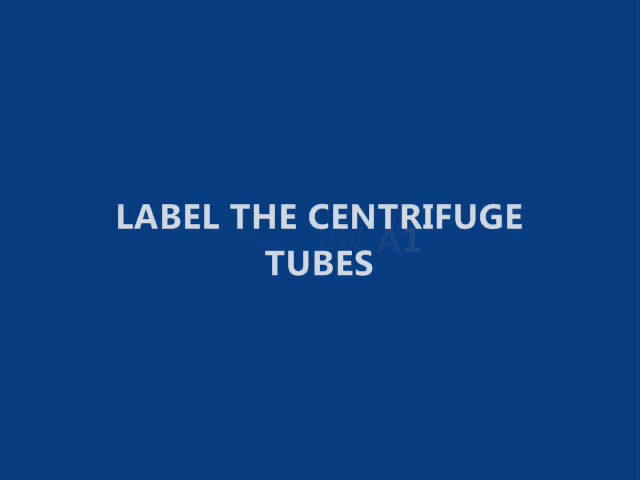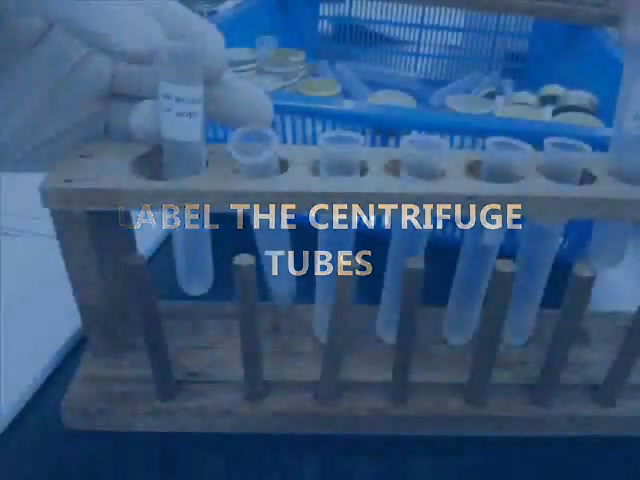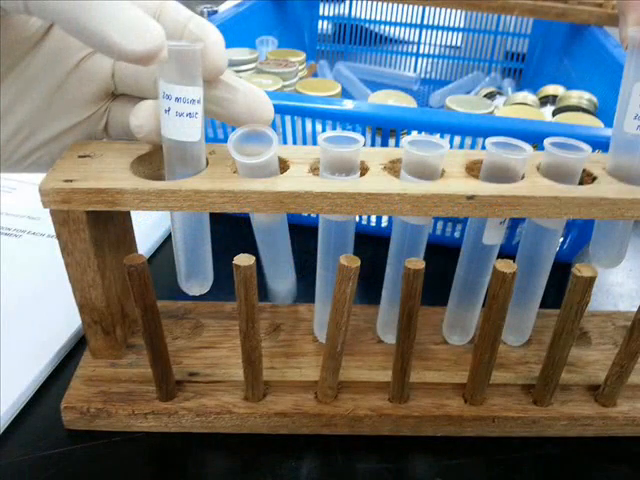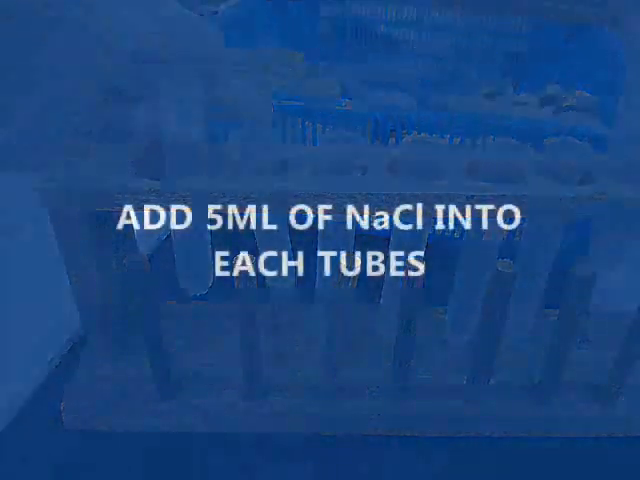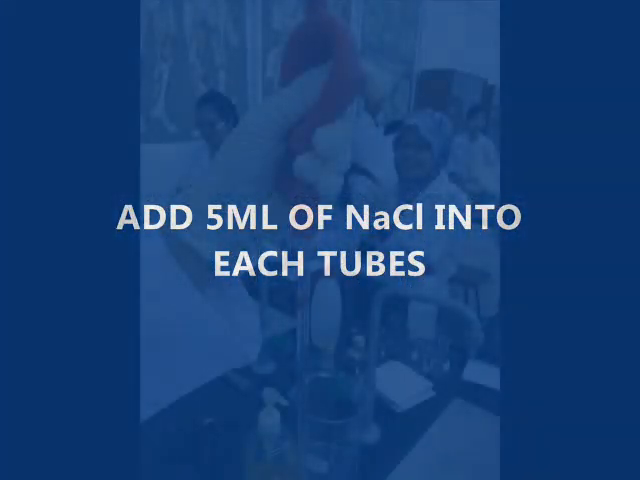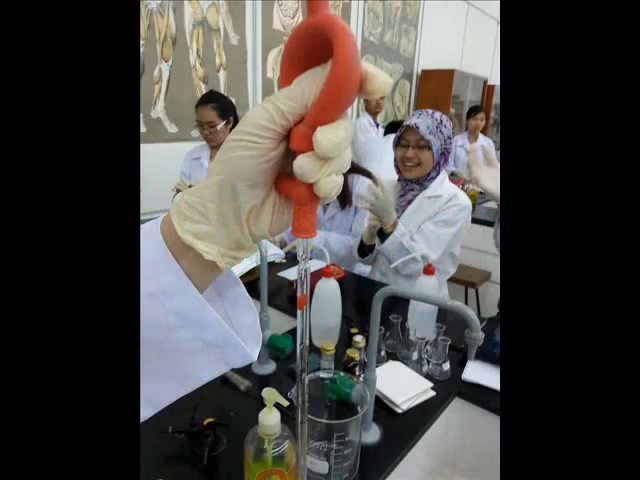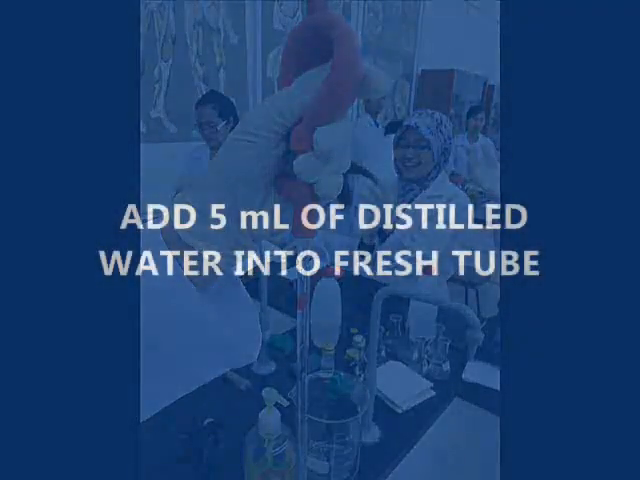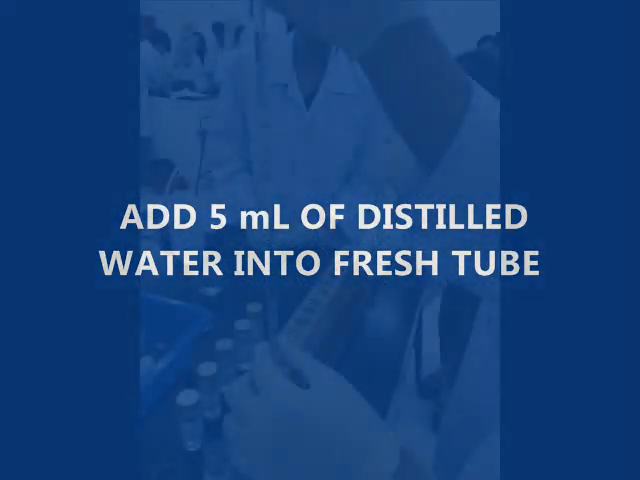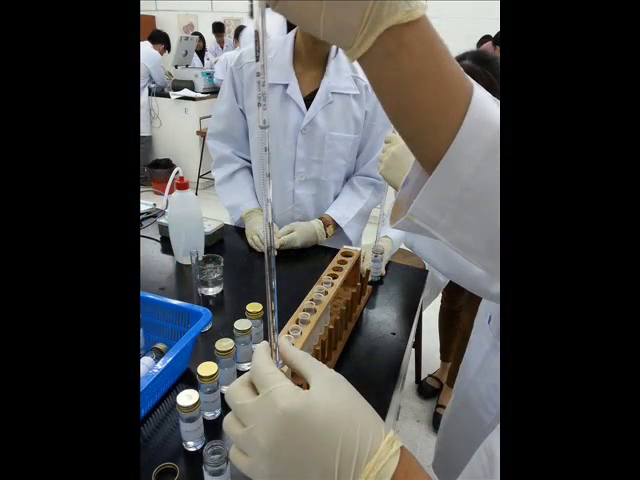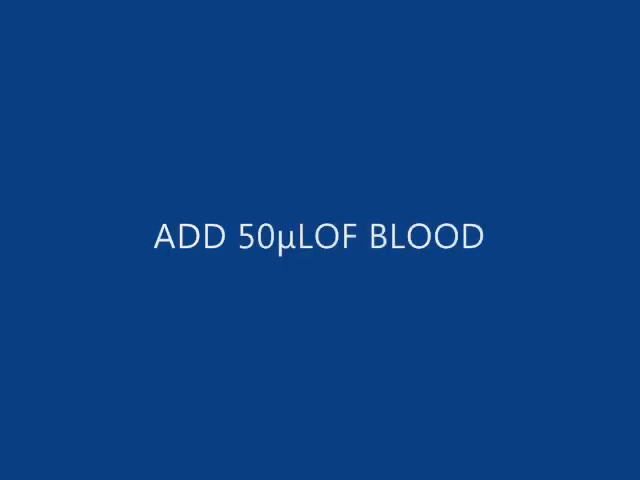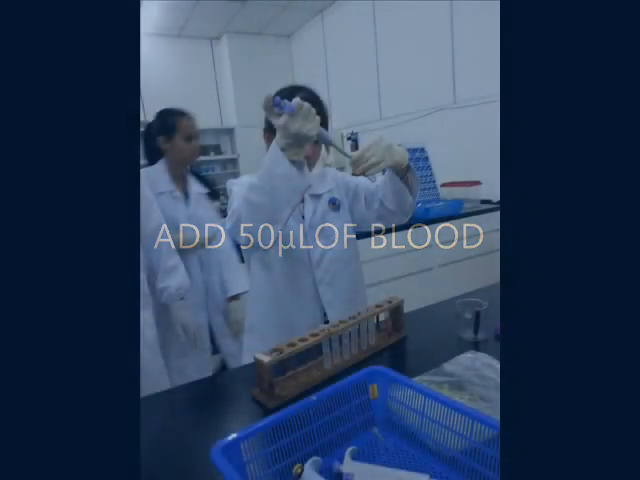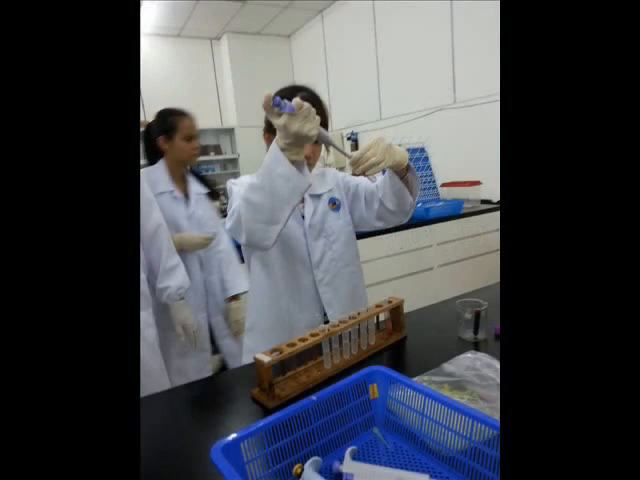For section A1, label the centrifuge tubes as hypertonic, hypotonic, and isotonic. Add 5 ml of sodium chloride solution with the corresponding concentrations into each tube. 5 ml of distilled water is added into another fresh tube. Add 50 microliters of blood into each tube using a micropipette.